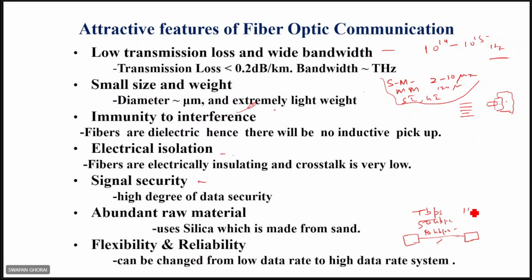Gbps means 10 to the power 9, Mbps means 10 to the power 6, and terabits means 10 to the power 12 bits per second. So extremely high bit rate systems are possible without changing the cable. Simply, you have to change the terminal electronics. That's all, right? So a great deal of flexibility is here, and it can be changed from low data rate to high data rate systems.